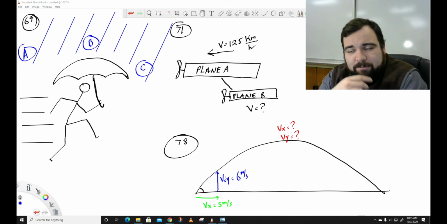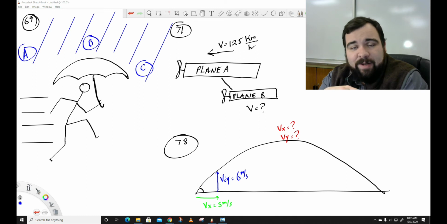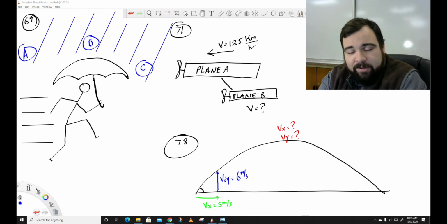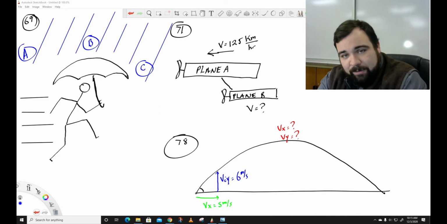What is Vy? Now we know that in projectile motion, Vx is unaffected by anything. There's no gravity acting in the x direction. Gravity acts vertically. So x should stay constant. So if it's 5 meters per second, it'll be 5 meters per second everywhere within its path. So at the very peak, Vx is 5.